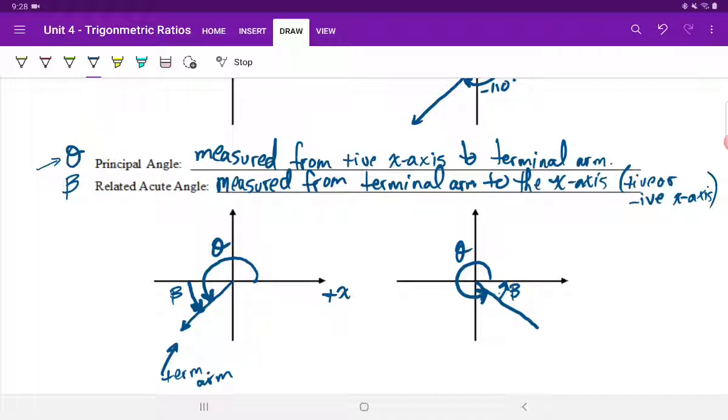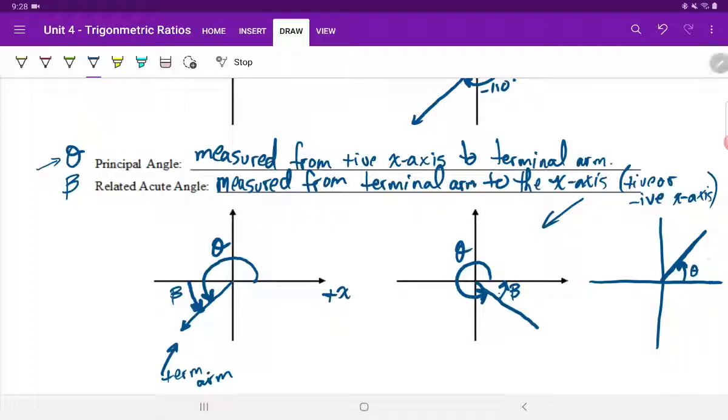Now, I guess I should also explain, because you're probably wondering, what about in this first quadrant here? What's the deal with beta and theta, or the principal angle and the related acute angle? Let me draw another example. If your principal angle is in the first quadrant, so let's say right there, let's call this theta. So it's starting from the positive x-axis up to touching the terminal arm.